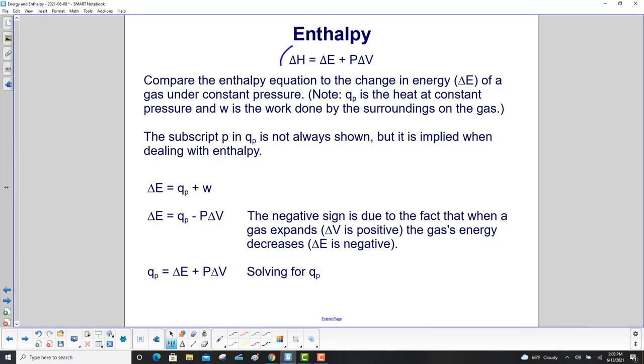Let's now compare the enthalpy equation to the change in energy delta E of a gas under constant pressure. Please note Q sub P is the heat at a constant pressure, and W is the work done by the surroundings on the gas. The subscript P in Q sub P is not always shown, but it is implied when dealing with enthalpy. So here delta E is Q sub P plus work. We have a negative sign here. That's due to the fact that when a gas expands, your delta V, your change in volume, is positive. So the gas's energy decreases, which means you get a delta E that is negative. We then rearrange the equation to solve for Q sub P.